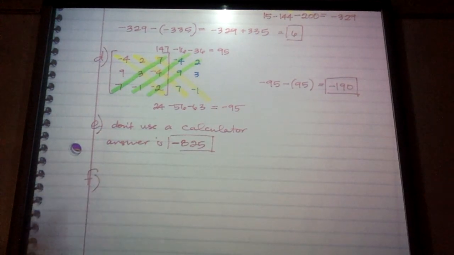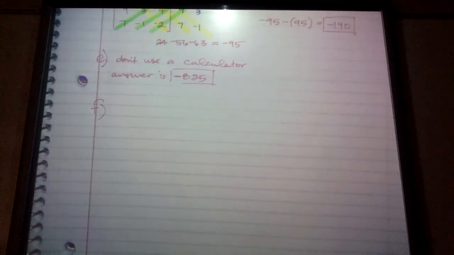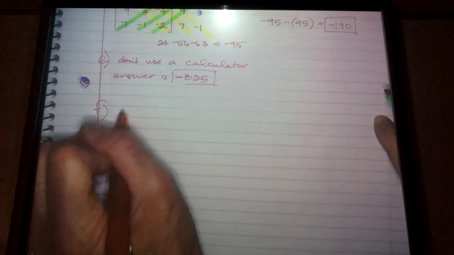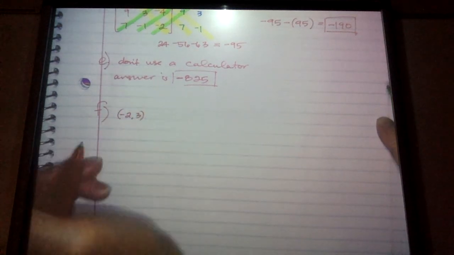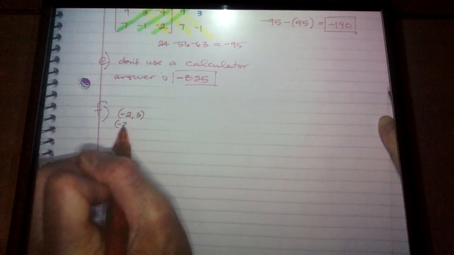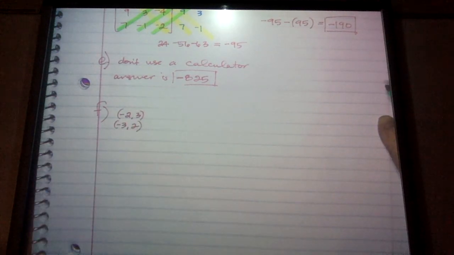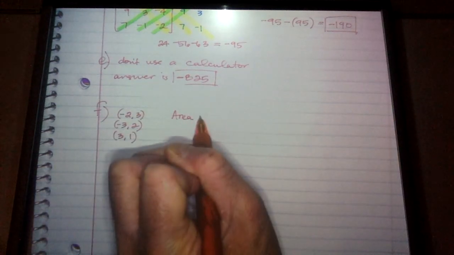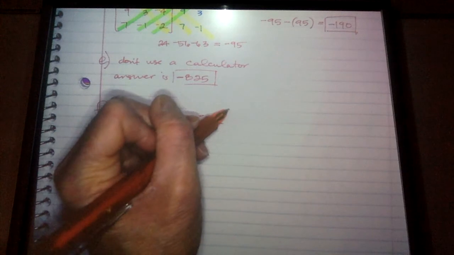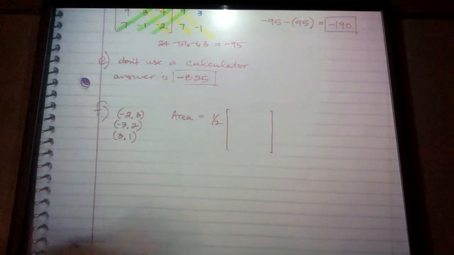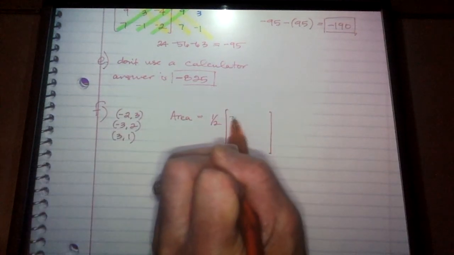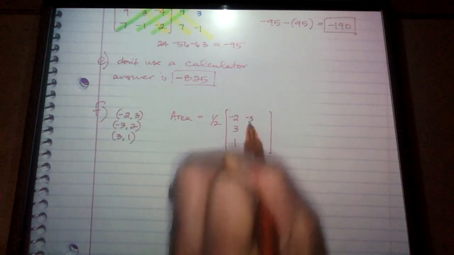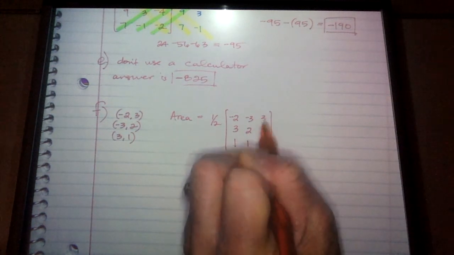Okay, F, they'd like us to find the area of the triangle. So I'm going to write my coordinates. The coordinates are negative 2, 3, negative 3, 2, and 3, 1. So the area equals 1/2 times the absolute value of our determinant. I'm going to start with the first pair, and write it going down. So negative 2, 3, 1. Negative 3, 2, 1, 3, 1, 1.